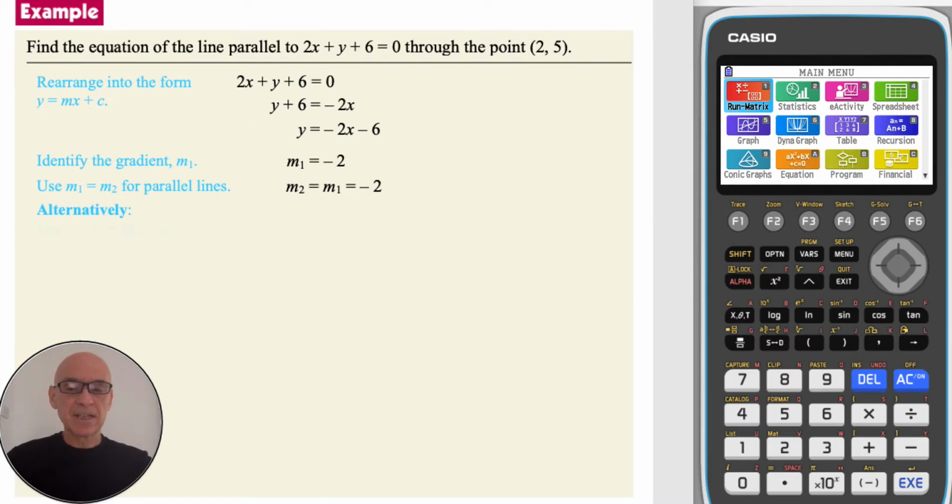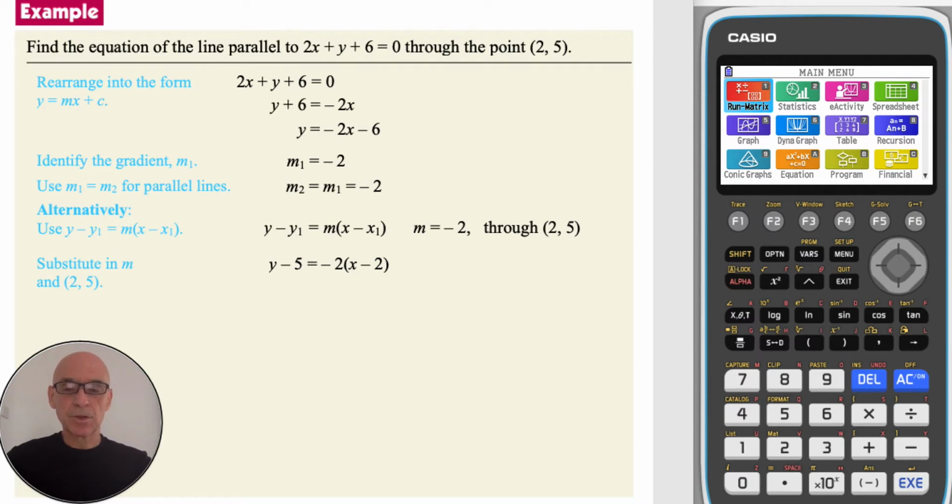Alternatively, having stated the gradient of the new line is negative 2, we could have used the formula y minus y1 equals m bracket x minus x1. Again, substituting in negative 2 for the gradient m and using the coordinates of the point 2, 5. Expanding the brackets, adding 5 to both sides, and simplifying gives the same answer as before.